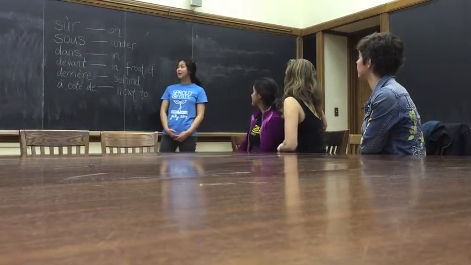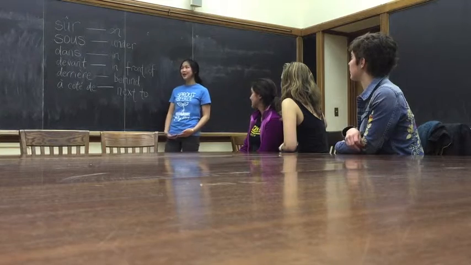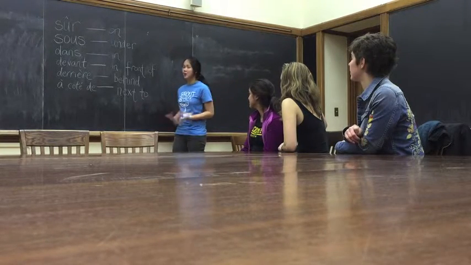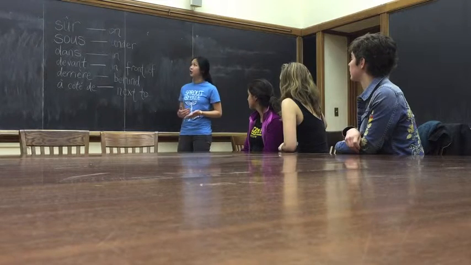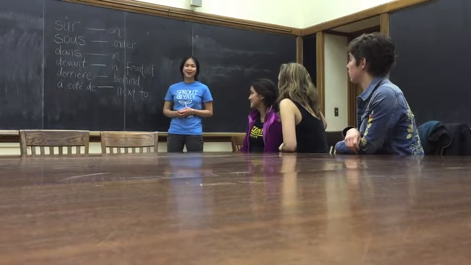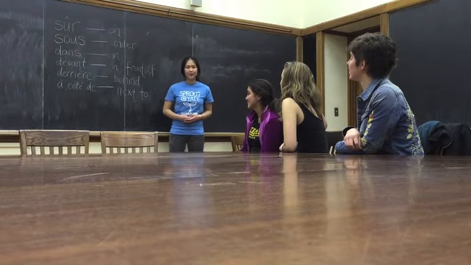Okay, guys, so we're going to review the French prepositions, and I'm going to teach you guys a cute little song to help you remember all of them. But first, we're just going to go through them, and I'll remind you what they all mean, and then I'll teach you the song. So the first one is sur, which means on. Can you repeat after me? Sur. Perfect. Okay. Sous means under.